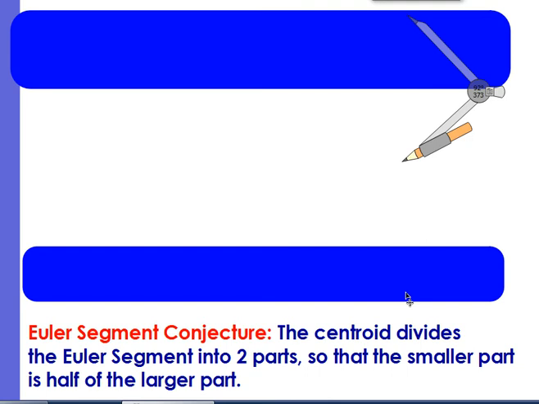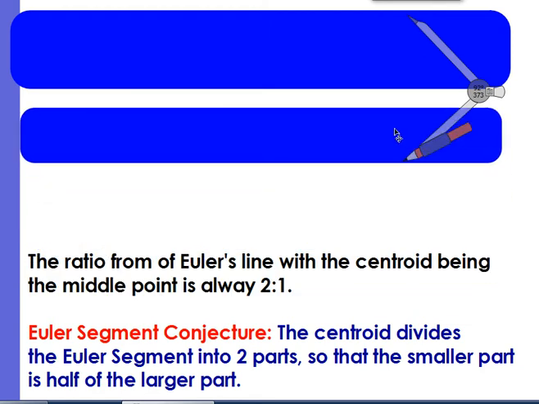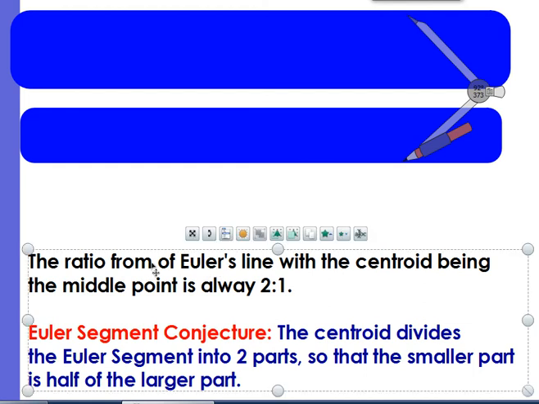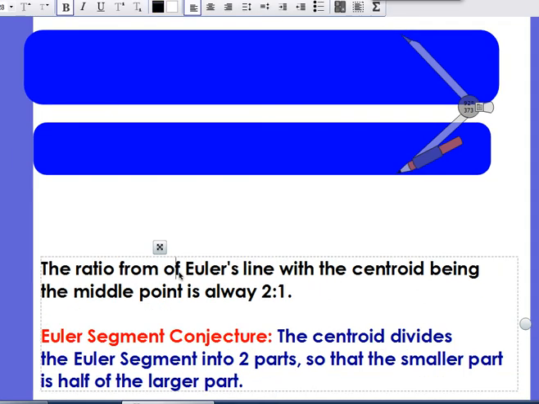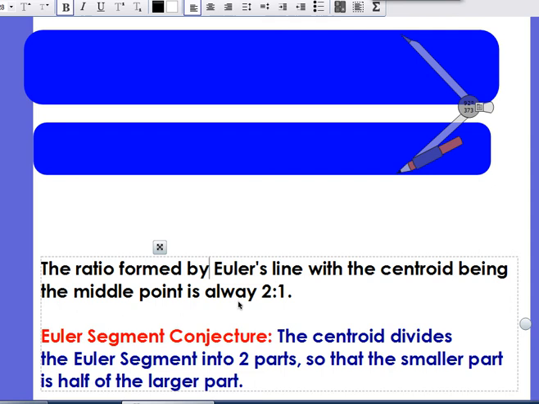So you already have your drawing. I'm not going to take you through a whole other drawing. You need to look at your drawing and see if that's true. What should happen is the ratio formed by Euler's line with the centroid being the middle point is always 2 to 1. And the centroid divides the Euler segment into two parts. The smaller part is half of the larger part.